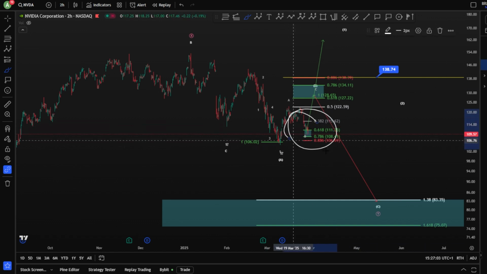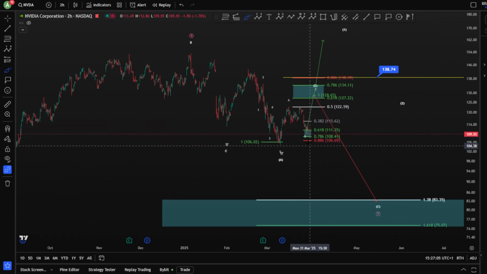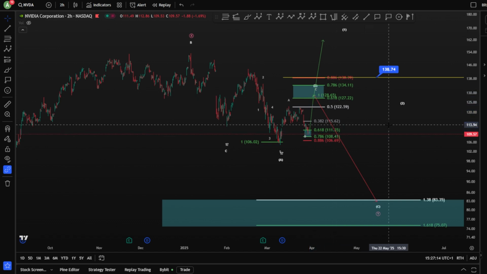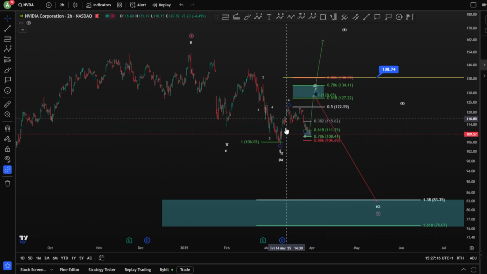So be careful with Nvidia, of course. Now we're dropping. Nasdaq is dropping. Everything is dropping down, of course. The effect of the news yesterday is taking effect today as well. We're going to see how this is going to unfold.